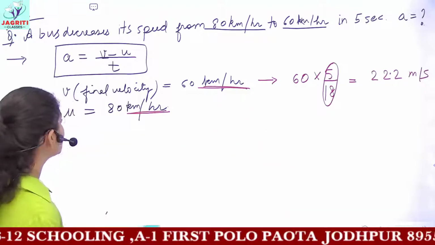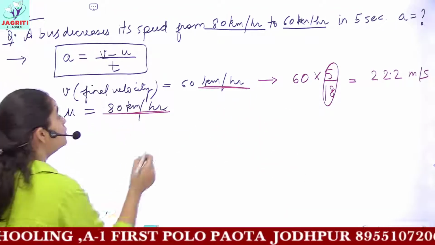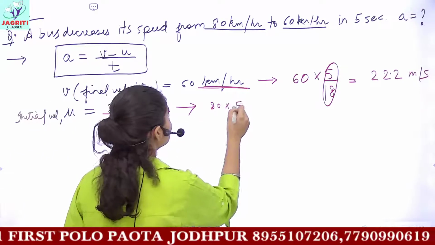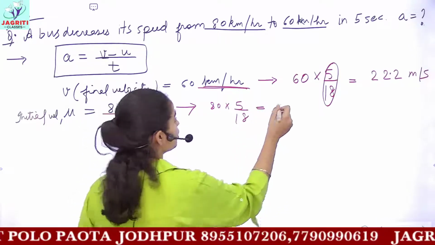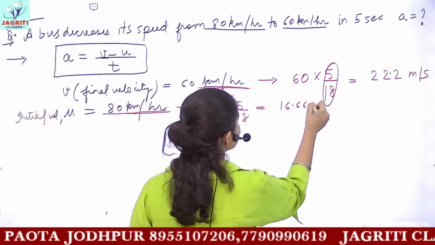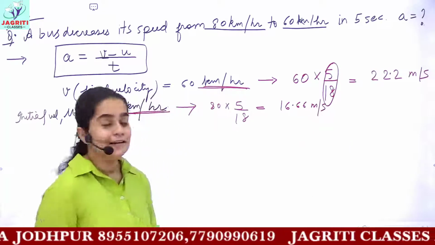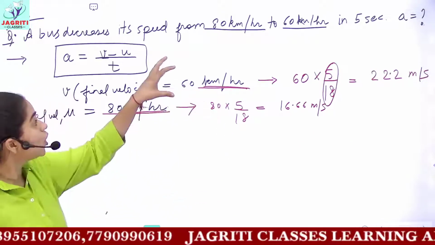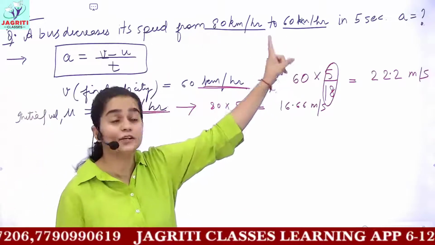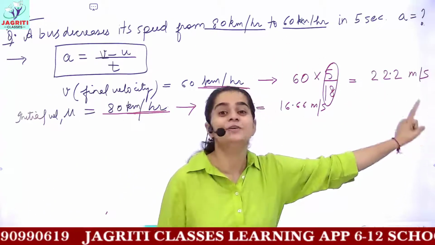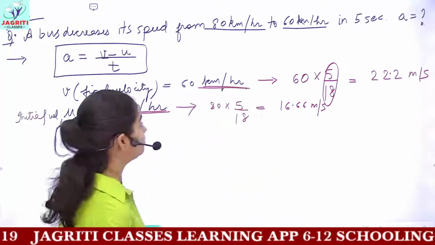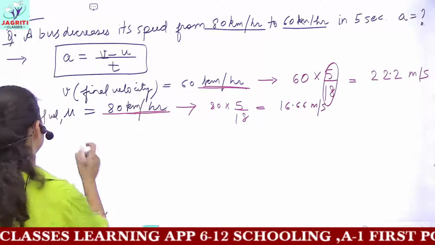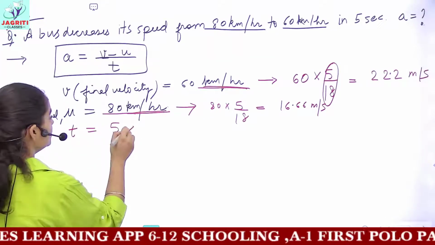The next will also be the same. For conversion of 80 kilometers per hour, we'll multiply this 80 by 5 upon 18. So approximately we'll be getting 16.66 meter per second. This is required. Firstly, you need to convert all the given physical quantities into their respective SI units. And time we have already been given in seconds, so there's no need to convert it. Time will be 5 seconds.